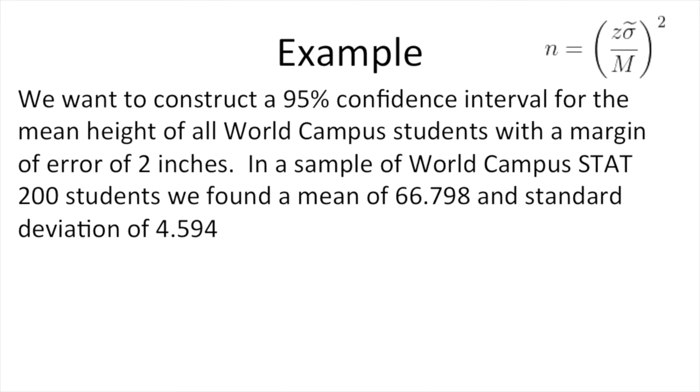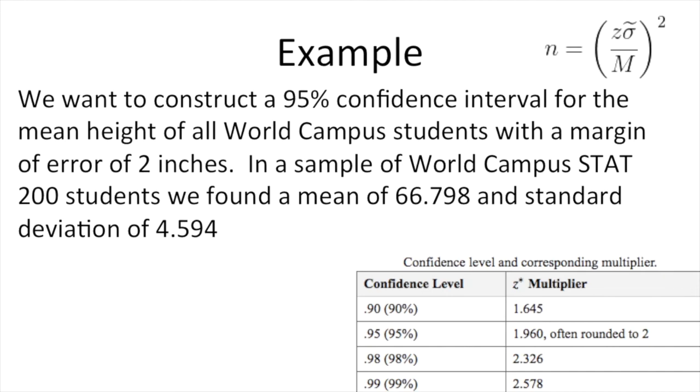We want to construct a 95% confidence interval for the mean height of all World Campus students with a margin of error of 2 inches. In a sample of World Campus Stat 200 students, we found a mean of 66.798 and a standard deviation of 4.594. We can use this standard deviation from a sample of World Campus Stat 200 students as an estimate of what the population standard deviation will be. So the sigma with a tilde, or the estimated population standard deviation here, will be 4.594, because that is the best estimate that we have at this point.